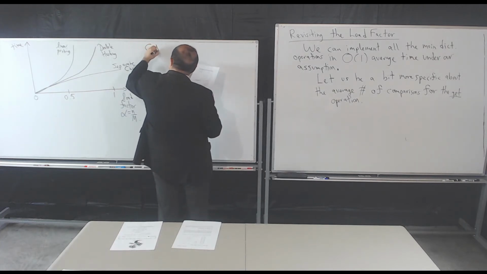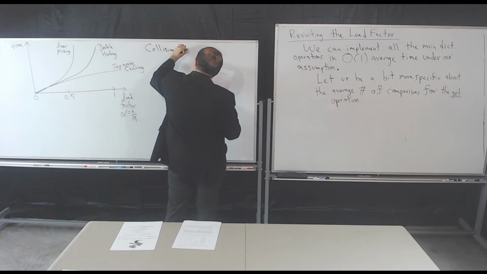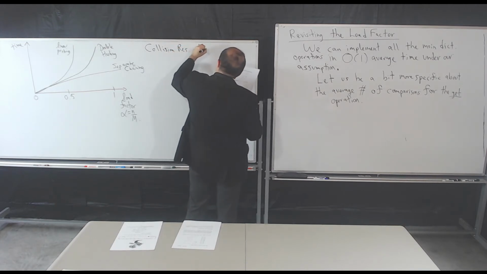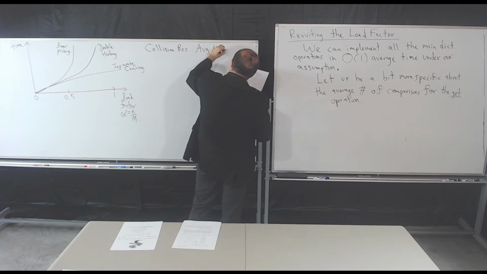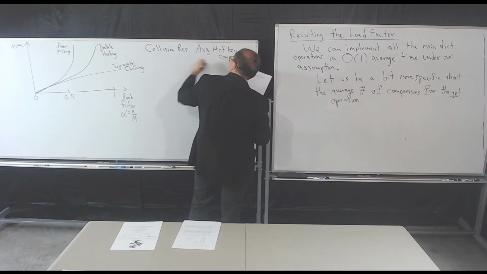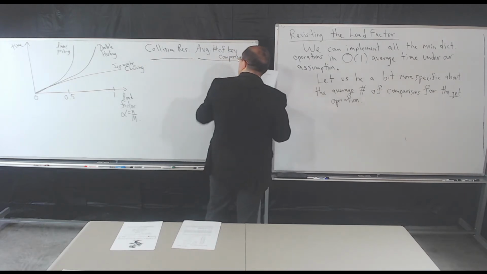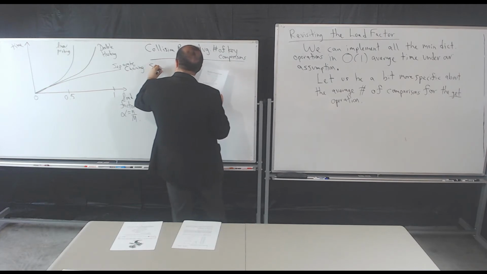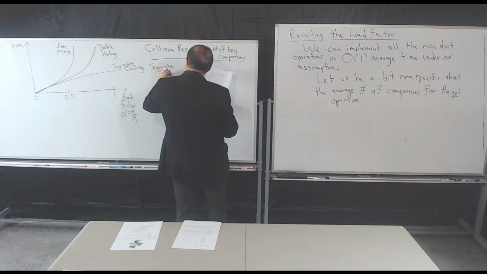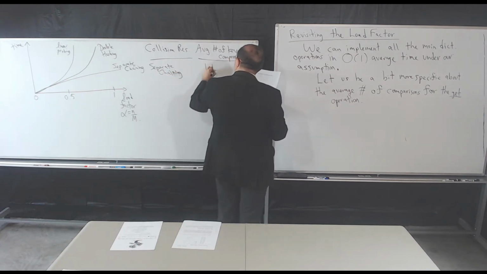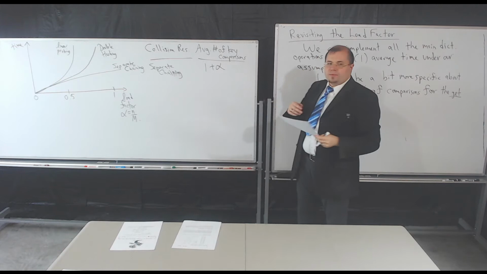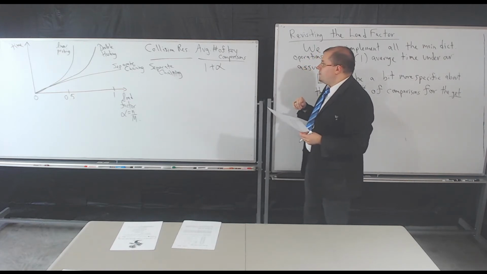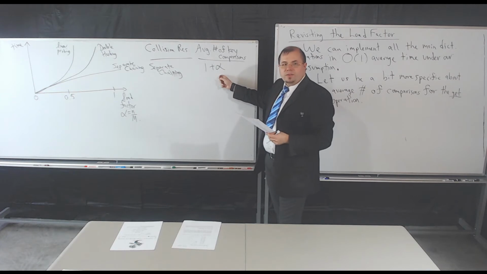So I'm going to make a little table here. The first column is collision resolution, and the second column will be the average number of key comparisons. For separate chaining, we already talked about this. It's 1 plus alpha. Remember I told you that the average case time complexity is big O of 1 plus alpha. The average number of key comparisons is 1 plus alpha, by the way.